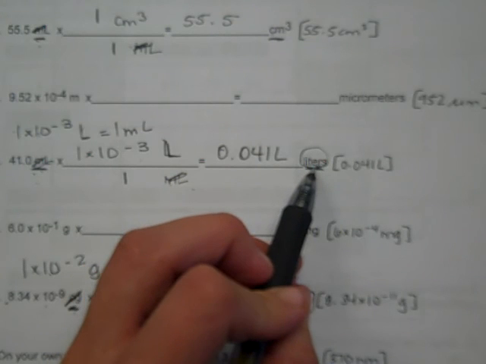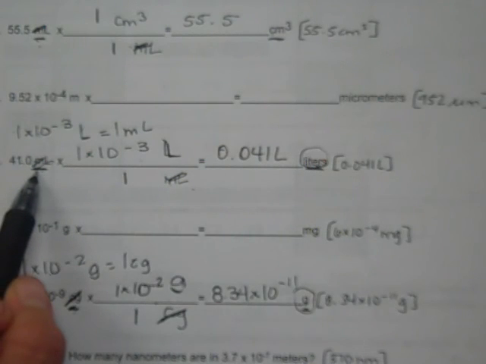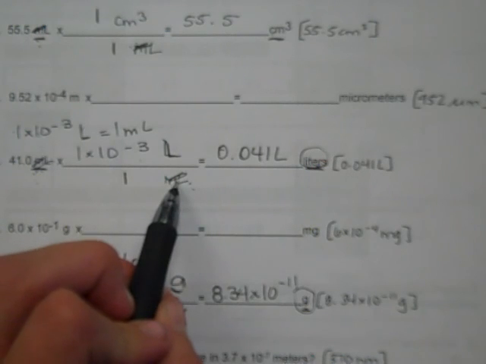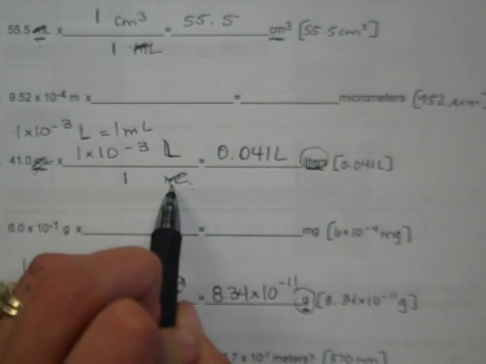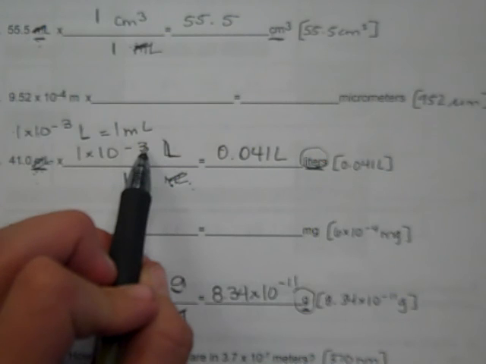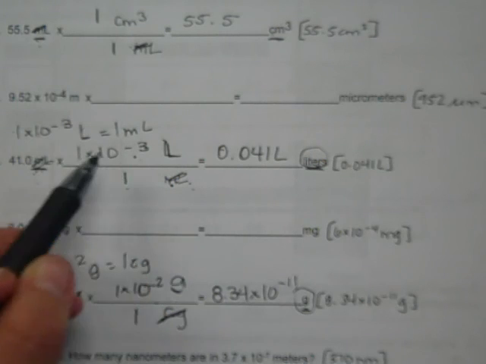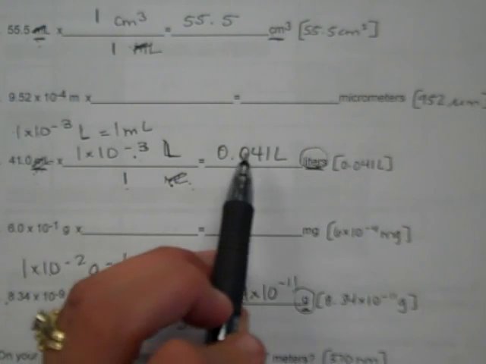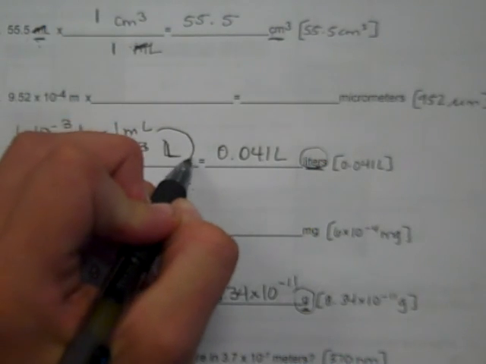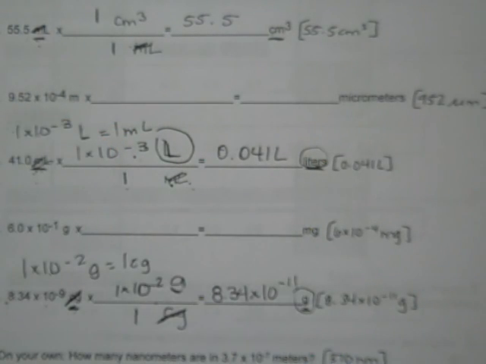One more example just to recap. Here we're going from milliliters to liters. So if I want to get rid of milliliters, I need to put it in my denominator so the top and bottom cancel. The multiplier for milli is 1 times 10 to the negative third. So for every 1 milliliter, I have 1 times 10 to the negative third liters. So then you just multiply across, your milliliters cancel, and you're only left over with liters.